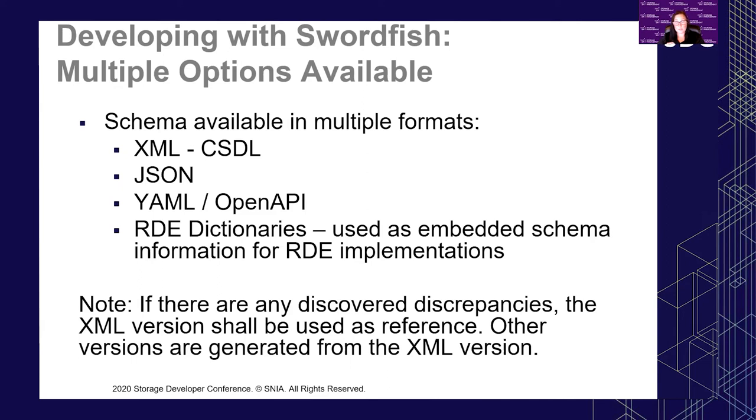Our original format is XML and CSDL. And so this is really the baseline. If there are any discrepancies from anything else, you need to go back to the XML version and look at that. We also support JSON and then a YAML OpenAPI format. The fourth one is supporting the Redfish Device Enablement for the PLDM dictionary. So I won't really get into that one. I'll just reference it and point out that it also exists as yet another format.